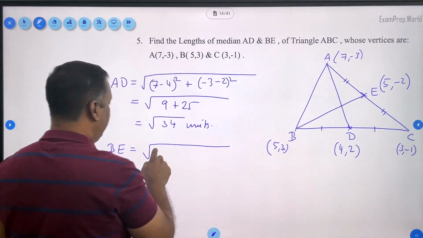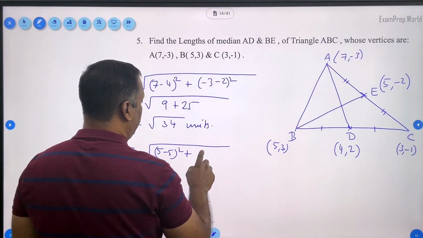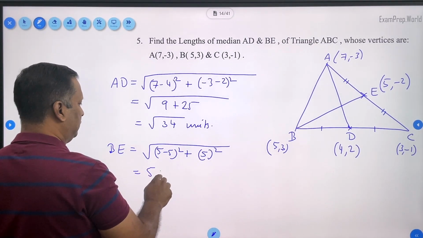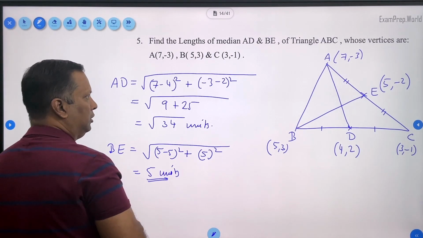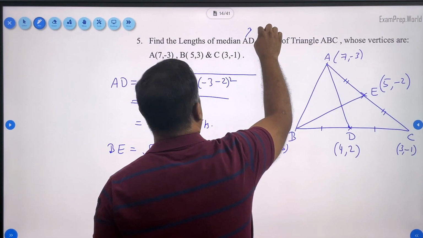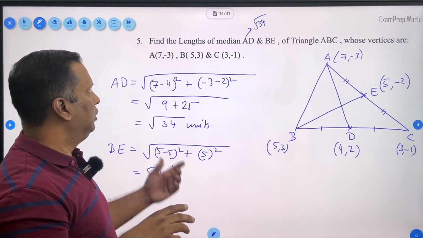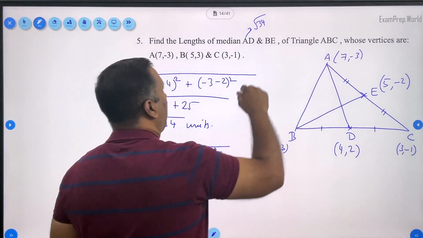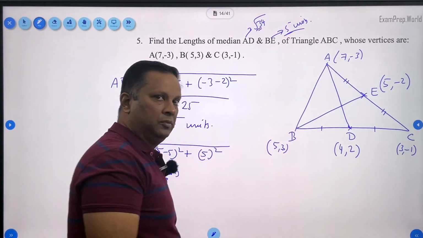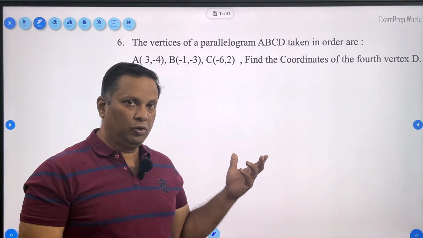5 minus 5, x2 minus x1 whole square, plus 3 minus -2, which is 5 square. 0 square plus 25, which is 5 units. Okay. So BE is how much? 5. So now we know AD is how much? Root 34. You can calculate root 34 on a calculator and put the value. You can also leave it as root 34. And BE is 5 units. So the midpoint formula and distance formula together we are using.